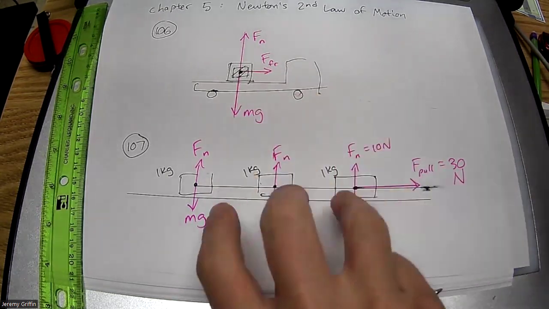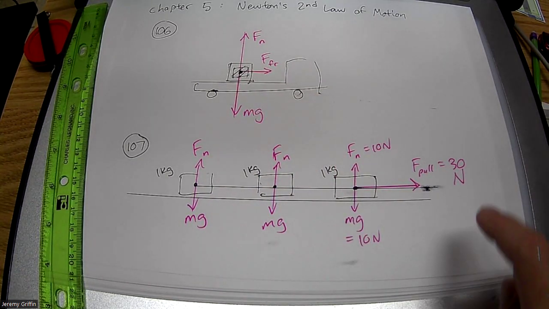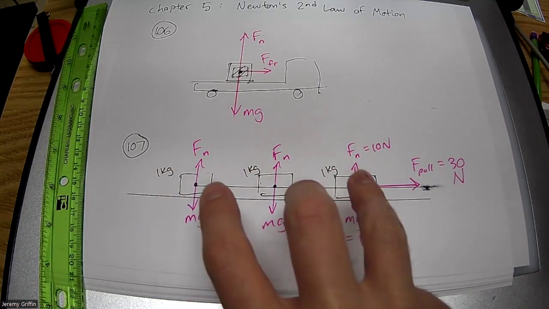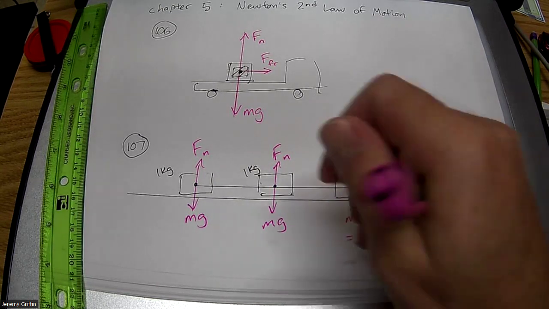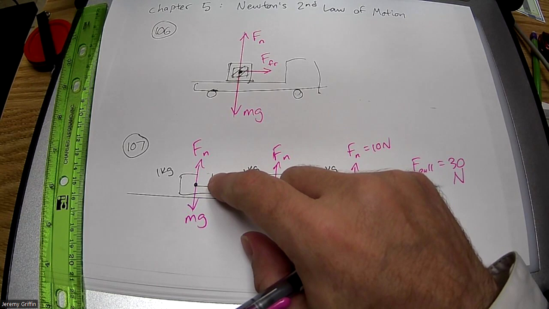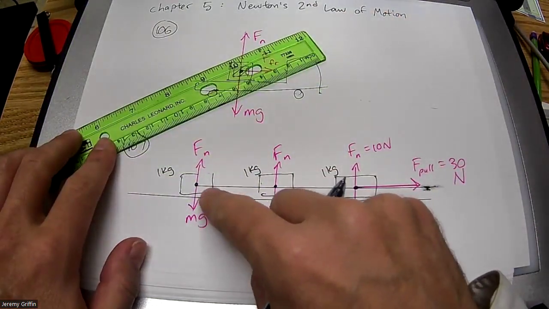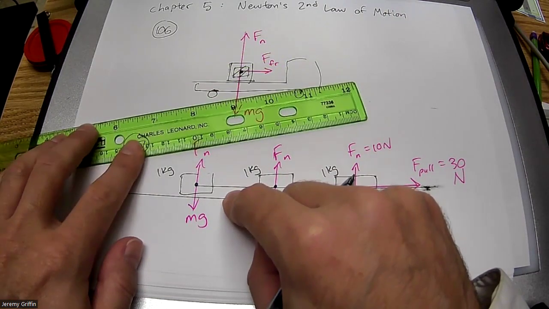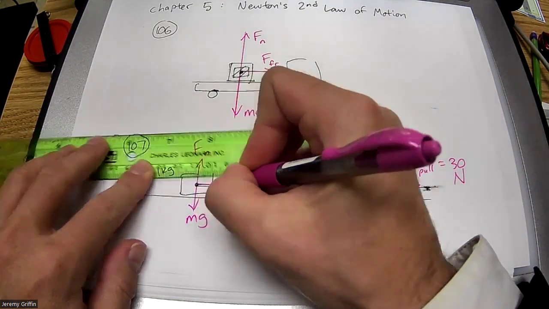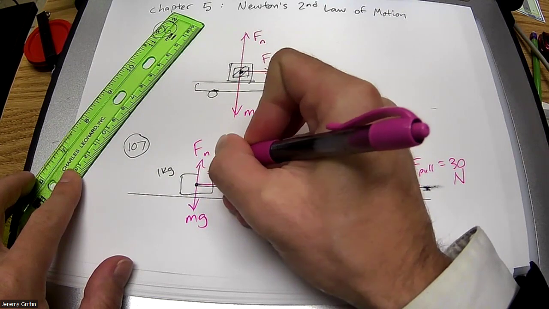Now, isn't it true these all have the same acceleration? And you guys just told me it's 10 meters per second squared, because 30 newtons on 1, 2, 3 kilograms, that's 10 meters per second squared. So guys, how much force does it take to accelerate 1 kilogram? It would be 10 newtons, wouldn't it? Therefore, what is the tension in this rope? 10 newtons. Tension equals 10 newtons.